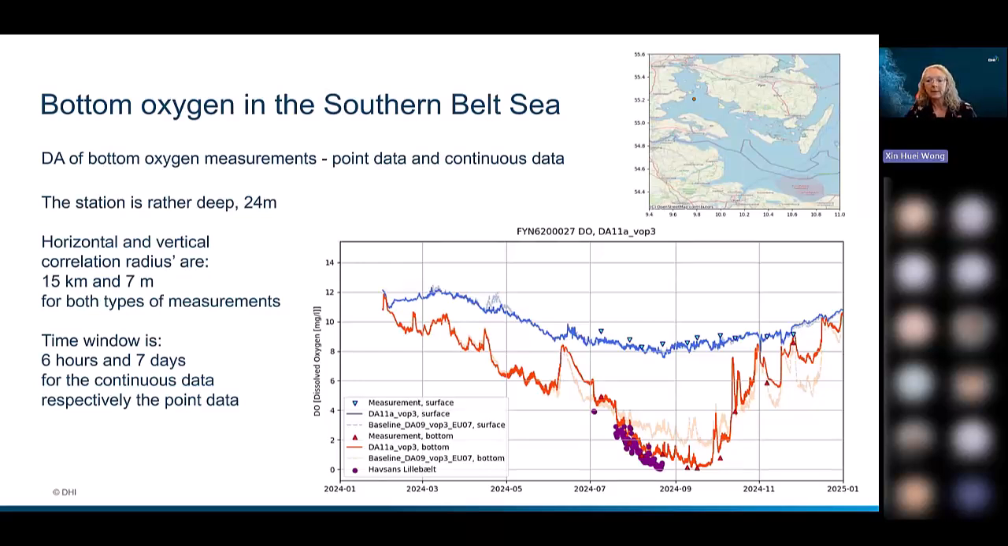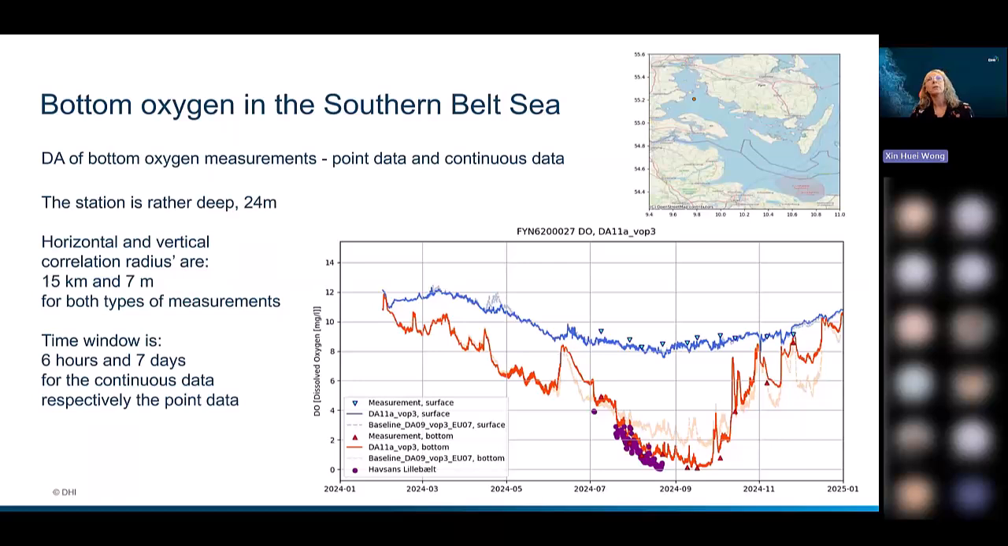To show you what it looks like when we assimilate and how much we can adjust the model, we here have an example of data assimilation of the bottom oxygen at a relatively deep station indicated on the map. Blue is again surface conditions, model results, whereas the red is the bottom conditions. The pale red is baseline, the true red is the assimilated results. At this station, we have both continuous data and ship-based data to assimilate. The continuous data is indicated with the purple dots, and the ship-based are the red triangles.